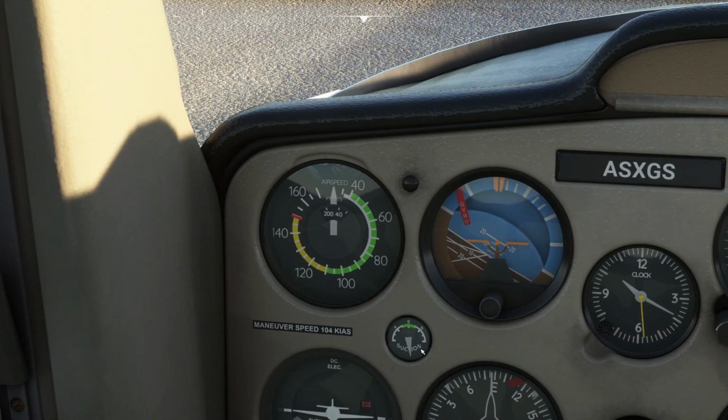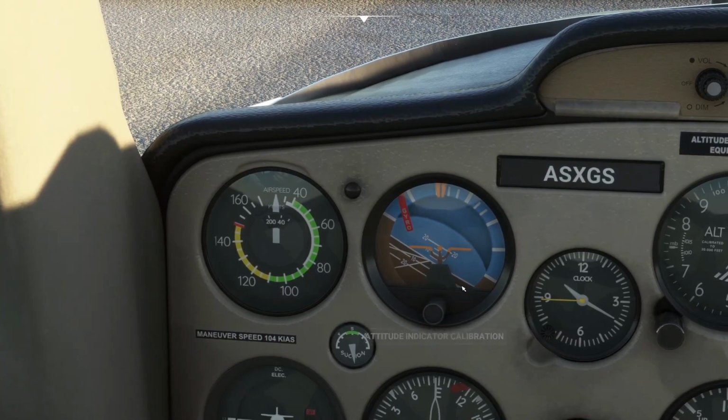Just moving on to the right, we'll go down a little bit. This is our suction gauge, so normal operating area is in the green section here for this aircraft, and this is the suction vacuum system that's driven off the engine, and that drives things like the gyro for our artificial horizon.